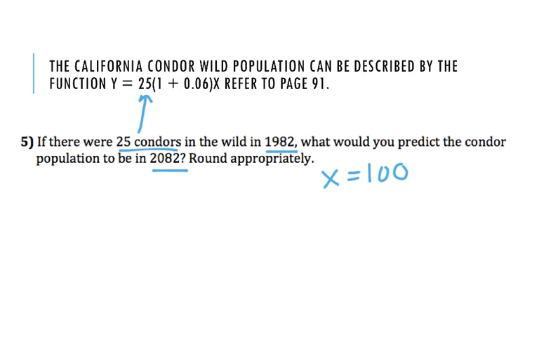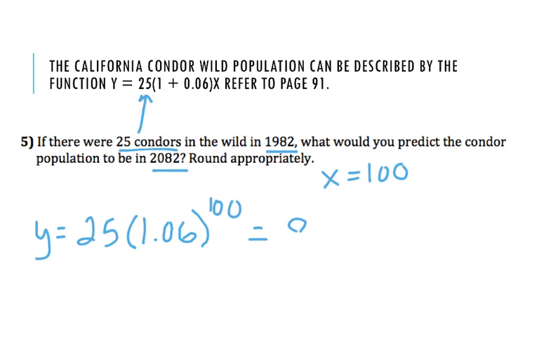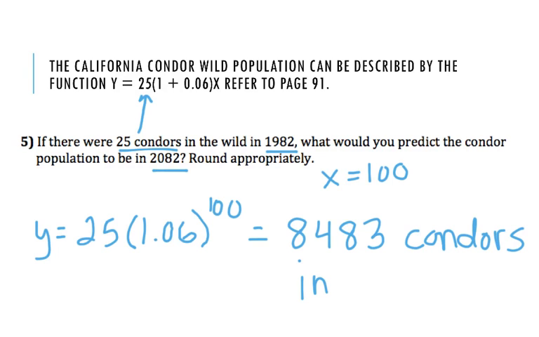So we're going to substitute it in. So we'll take 25 times 1.06 and raise that to the 100th power. And this is going to give us an estimate of the condor population in 2082. So if we put this into our calculators, it comes out to be 8,483 condors. And those condors are the condors in, right, this is how many in 2082. So we predict 8,483 condors in 2082.